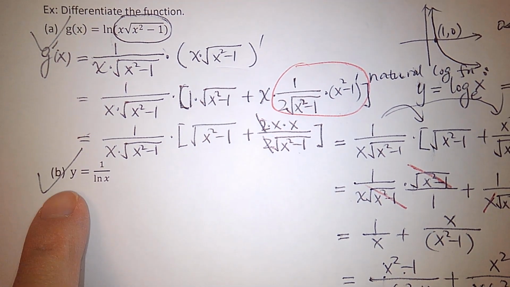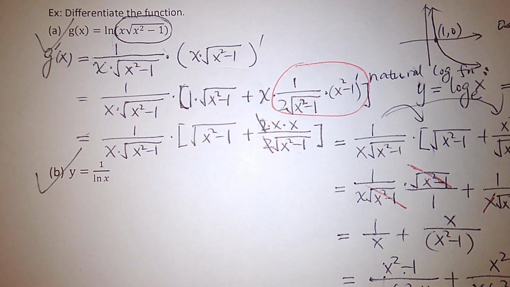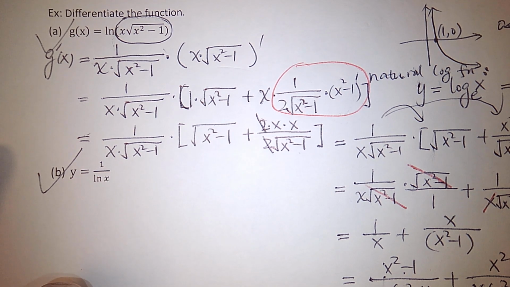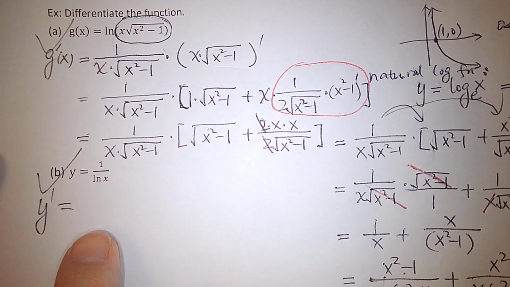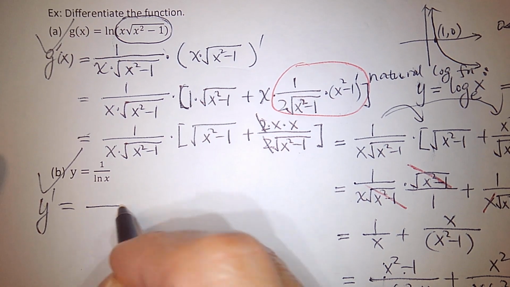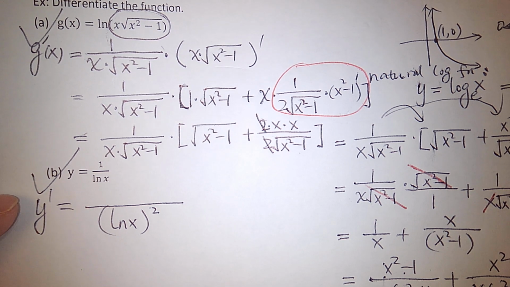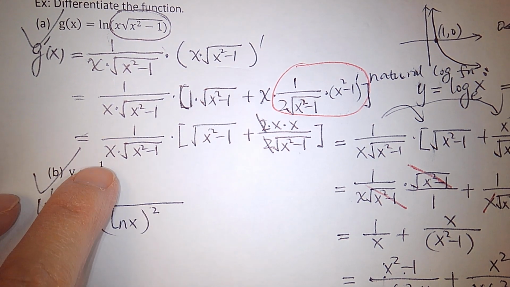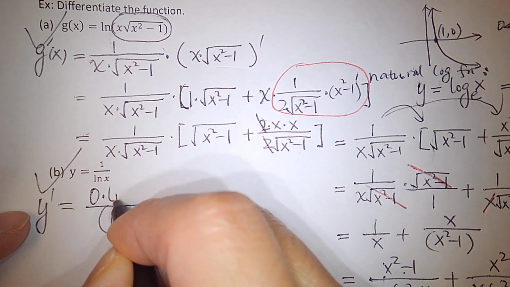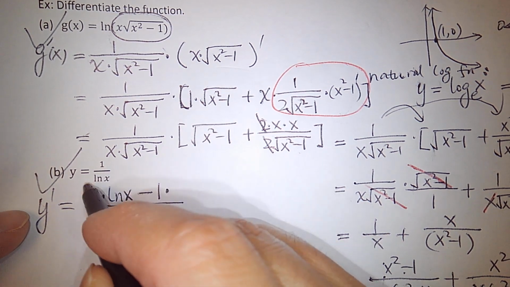Question B. Differentiate y equals 1 over ln x. 1 over ln x. Any suggestion? Quotient rule, right? Square of the denominator. Then, on the top, differentiating the numerator gives us what? 0 times by the denominator, minus numerator times the derivative of the denominator.